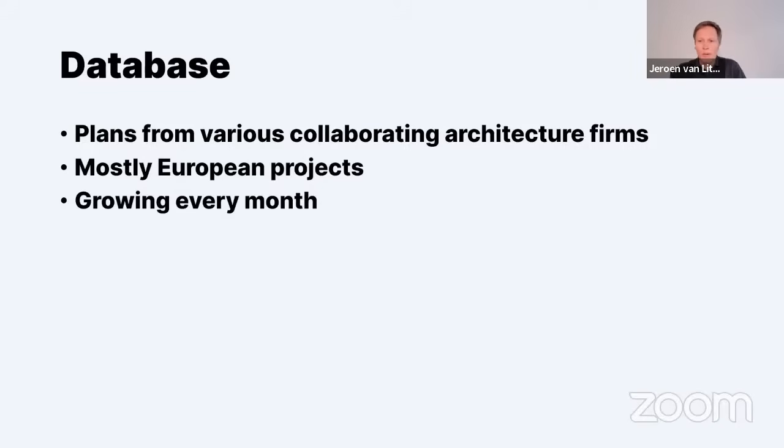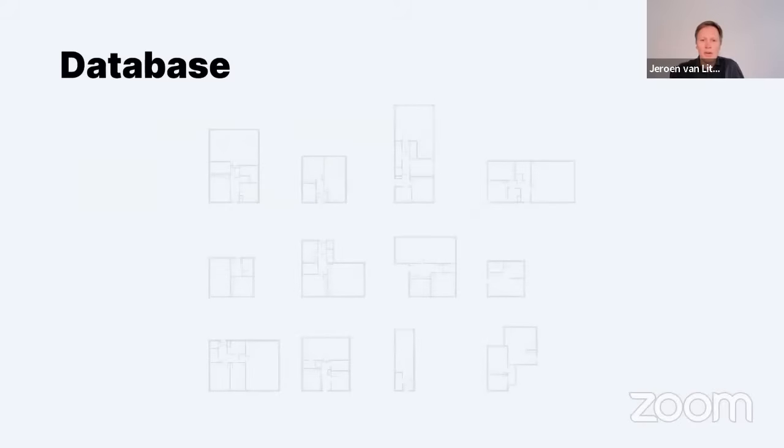So how does this practically work in terms of the algorithm? This is a sample of the database, and you can see these plans all have different forms. They have different room counts, different facade conditions, different entrance conditions, so they have a large variety in shapes and how they work.